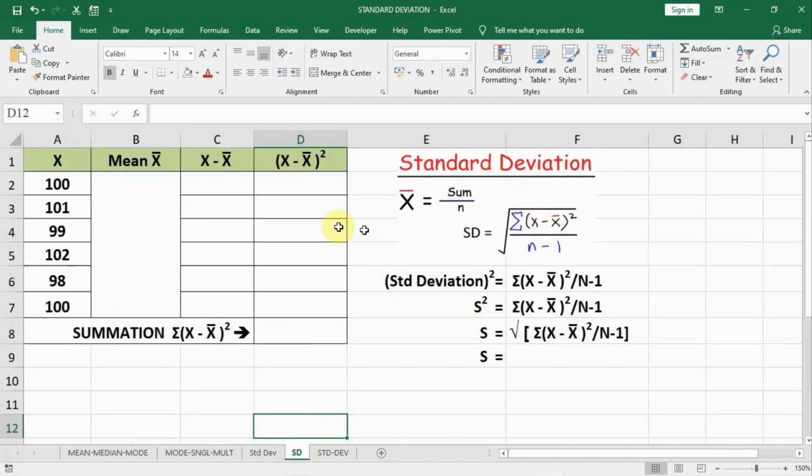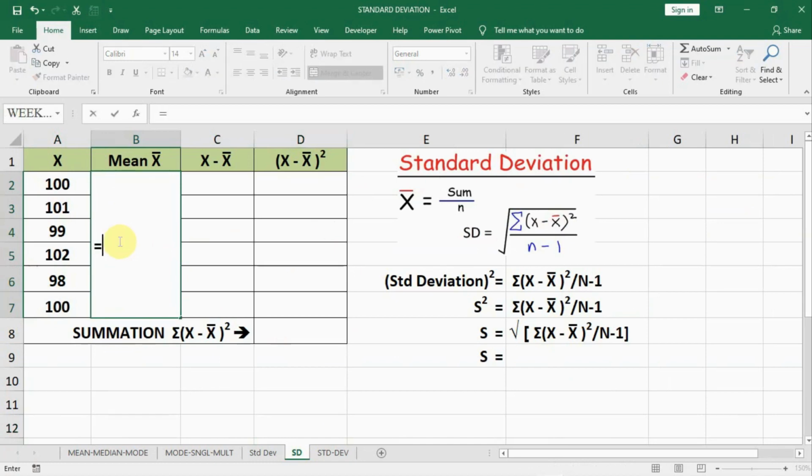The formula is given here. First, we have to calculate the average of a given set of numbers. So we have these six numbers. Let us calculate the average. That is, mean is equal to AVERAGE, bracket open, and we select our data set and press enter. In this way, we have our mean.